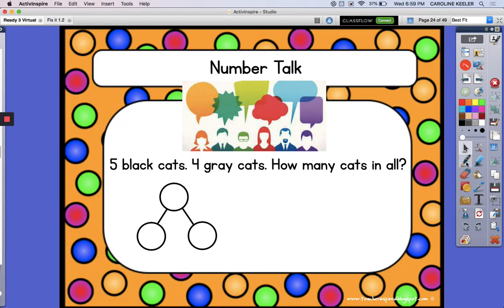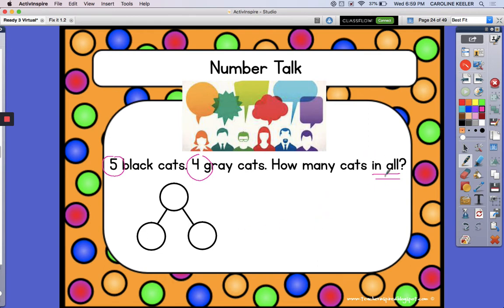So let's take a look at our number talk today. Here's what I have. I have a word problem, and it says, I have 5 black cats, and I have 4 gray cats. They want us to figure out how many cats we have in all. I want you to think for just a second and try to solve this. So go ahead and pause this video and take time to try to solve it. When you come back to this video, I want you to check your answer with me.